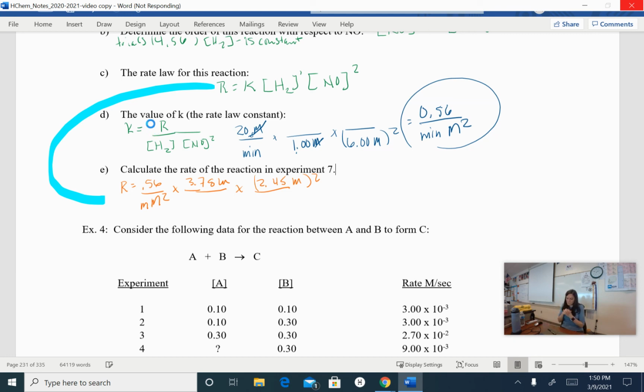So you'll get 13 moles per liter per minute on that rate law.